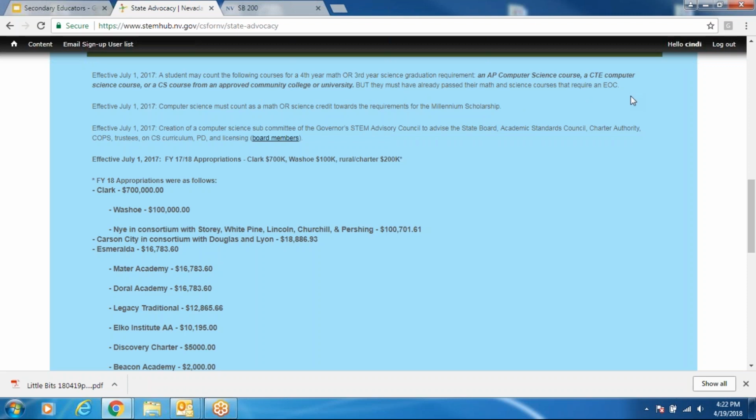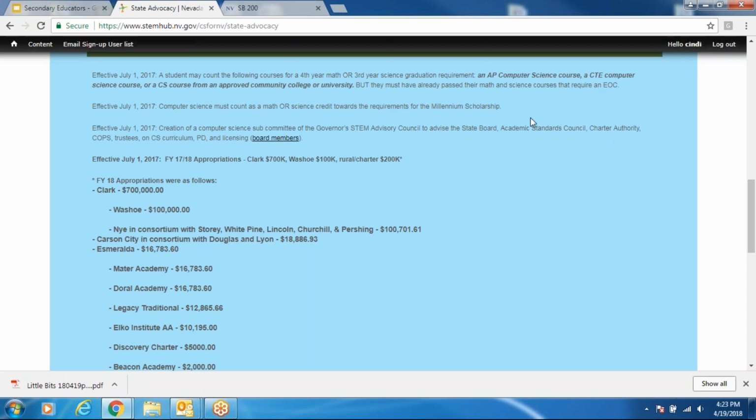So what this is saying is, if you have a student who's a senior and somewhere in the course of their 4 years they took AP Computer Science Principles, for example, in order to be able to count that for a fourth year math, they must have taken all of their math courses that require an end of course. So their Algebra 1, their geometry, I would recommend up to Algebra 2 personally, in order for them to count that. Otherwise, for math, they would have the option to count it for their third year science. Okay, so that's what that is saying.